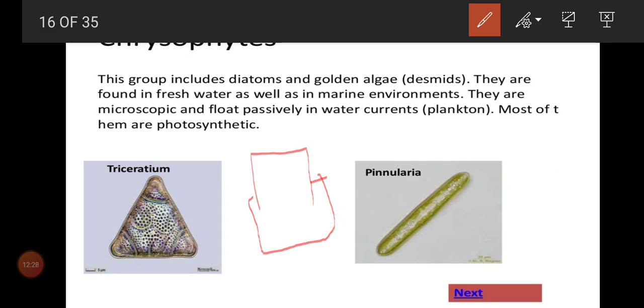One more example is given, Pinnularia. This also comes under chrysophytes. I think now we are clear with the chrysophytes.